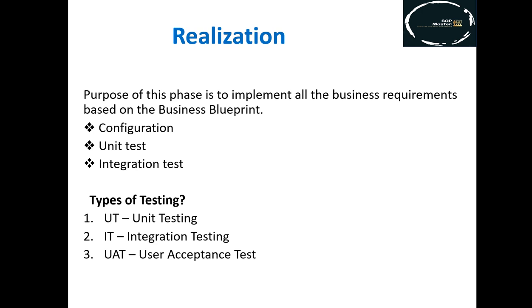Types of testing. Okay, there are three types of testing: UT, IT, UAT. UT stands for unit testing. As I already told you, unit testing is part-wise, like AP, AR. I'm talking about the FI module, and it is the same for all modules. Integration testing, I already told you, is after configuring the integration part, they have to test whether it is working fine or not. Okay, UT and IT are done by our consultants, and the third one is UAT. UAT is done by the client side or their end users.